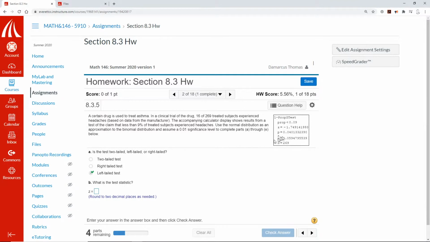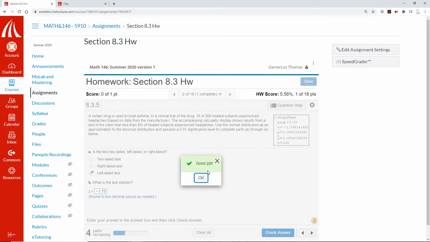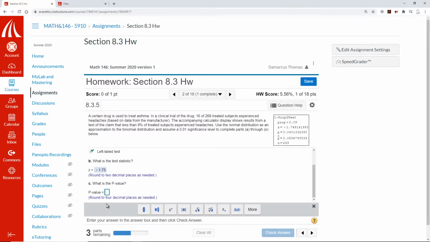What is the test statistic? Well, that's the z. They gave it to us, negative 1.75. It should be good. What's the p-value? The p-value is going to be 0.0401. That is right underneath the test statistic.